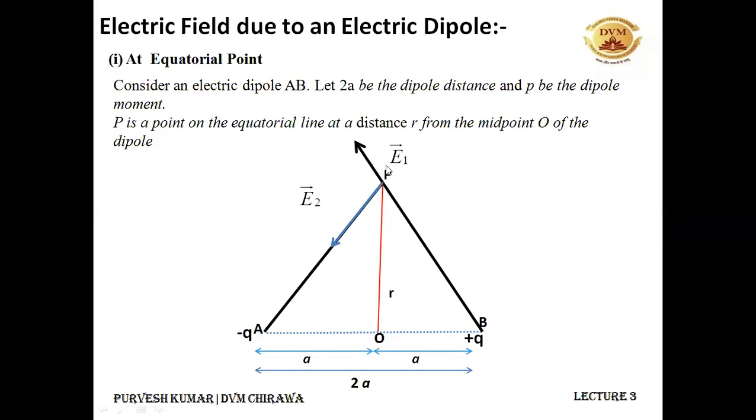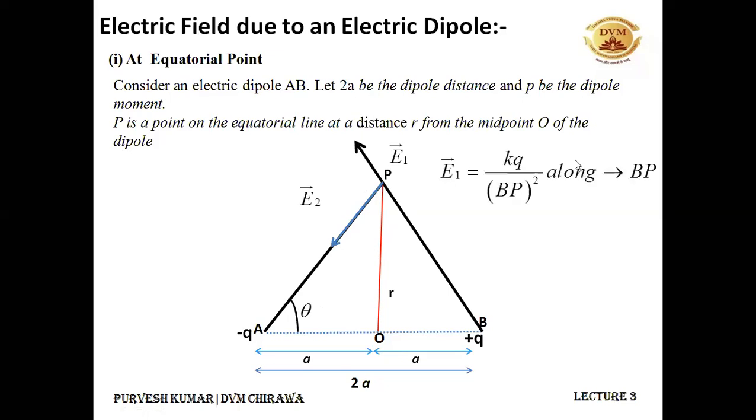So at point P, we are having two electric fields. One is E1, the other one is E2, and the direction of E1 is from B to P, and the direction of E2 is from P to B. I can easily write the values of this electric field based on our previous knowledge that electric field is KQ upon R square. So here I have taken the angle between P, A and O, the angle PAO, as theta.